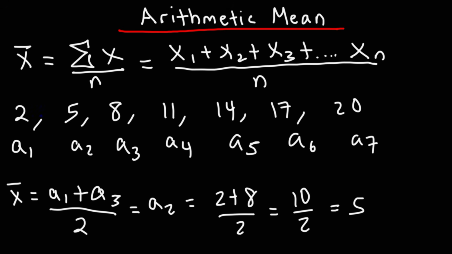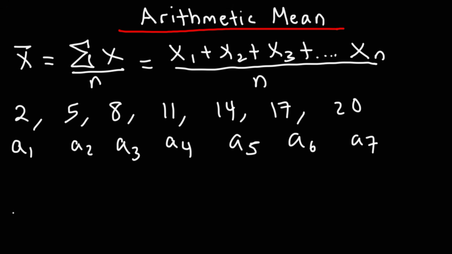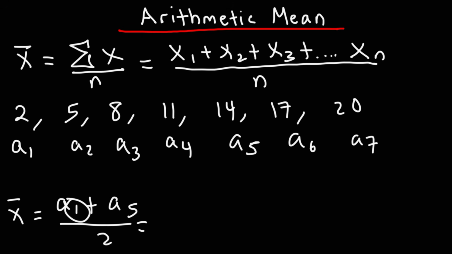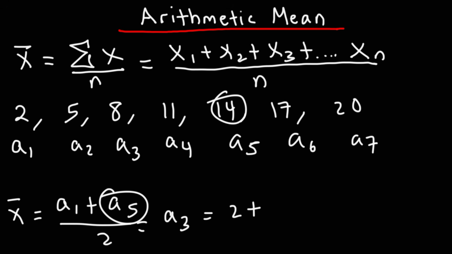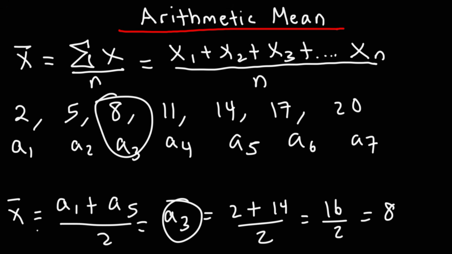Likewise, if we were to take the arithmetic mean of the first term and the fifth term, we will get the term in the middle, which is the third term. So let's average the first and the fifth term. The average of 1 and 5 is 3. 1 plus 5 is 6, divided by 2 is 3. So this will give us the third term. So A sub 1, the first term, is 2. A sub 5, the fifth term, is 14. And let's divide that by 2. So 2 plus 14 is 16. 16 divided by 2 is 8, which gives us the third term.